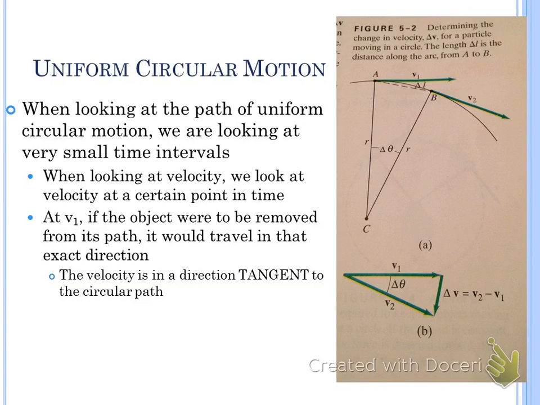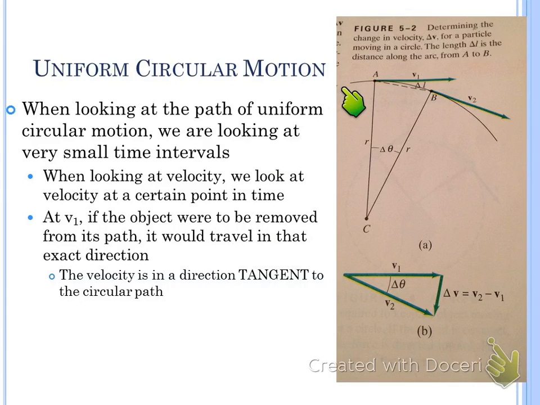So this figure is in your book if you want to look at it a little bit closer in chapter 5. But essentially what we're looking at here is at point V1, at this point right here, if the object were removed from its path, so if for some reason it was released from its circular path, it would fly off in a straight direction like that. Okay? And that direction is called tangent to the curve. Have you heard that term before? Something being drawn tangent to the curve.